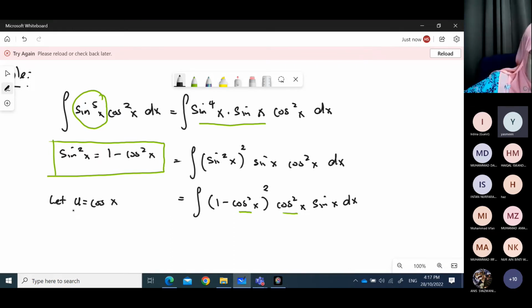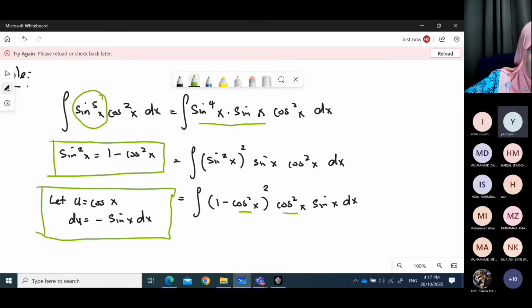Okay, so bila you dah declare bagi u and then macam biasa you kena differentiate. So cosine x, you differentiate respect to x on u. So here we have negative sin x dx. So this one, it is about substitution method. Okay, substitution. Alright, so next, semua cosine x you gantikan dengan u.